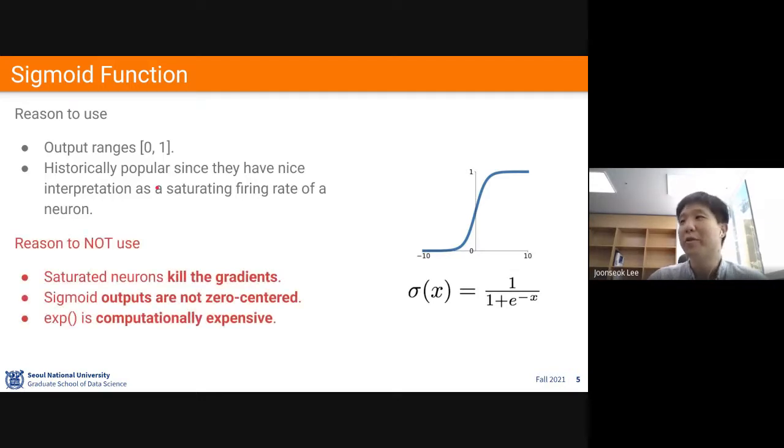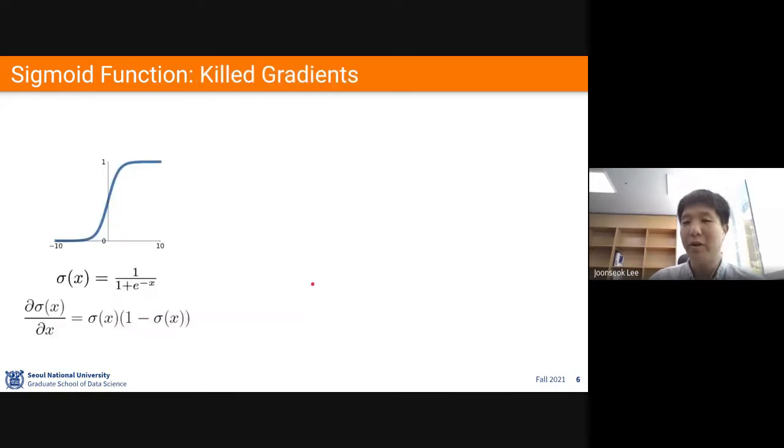But unfortunately, the sigmoid function turns out to be not a good choice for modern deep neural networks. There are three reasons here, in order of importance. The first reason is that the neurons will be saturated, killing the gradients. We are going to discuss more details in the next slides. The second reason is that it outputs only positive numbers, which is not a good thing. And also, the exponential function here is computationally expensive. This is minor, but the first two are really important reasons not to use the sigmoid function. So let's see them one by one.